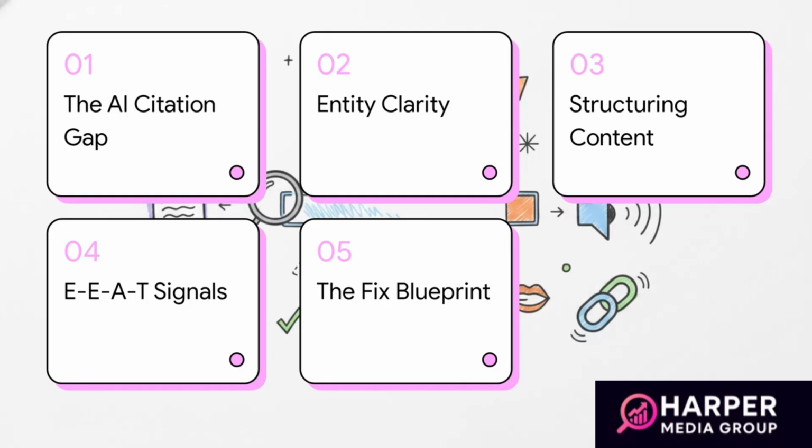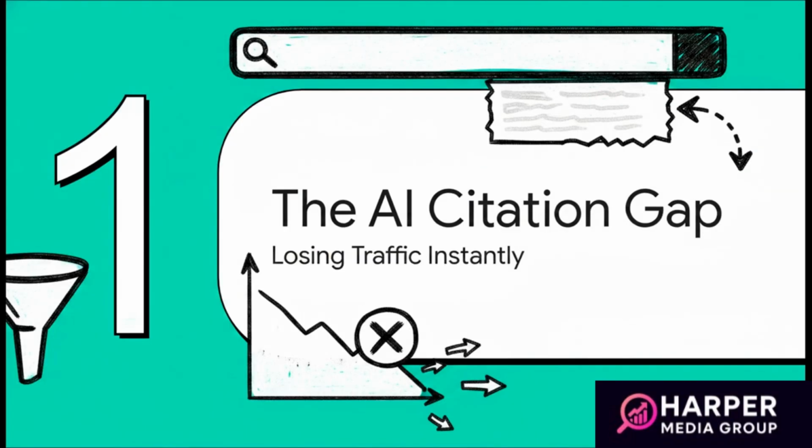Okay, let's dive into this and break down this highly technical, algorithmic topic into some very logical, actionable pillars. First up, we'll unpack the AI citation gap. Second, establishing entity clarity. Third, structuring content for LLMs. Fourth, measurable EEAT signals. And finally, we'll wrap the whole thing up with the fixed blueprint so you know exactly what to tackle next.